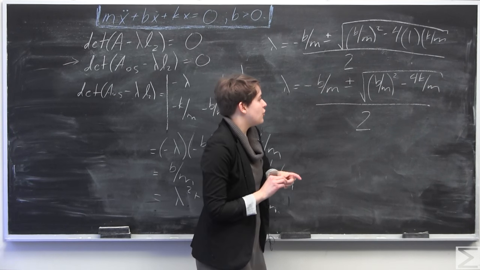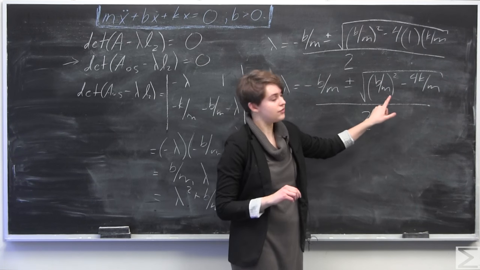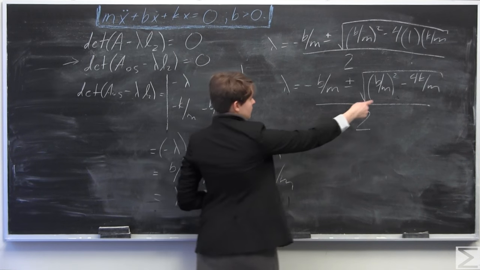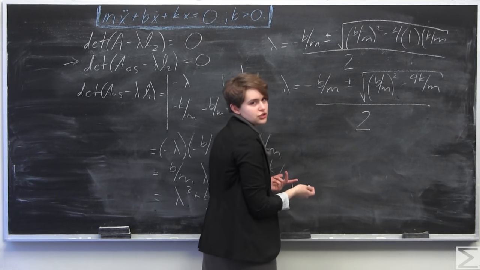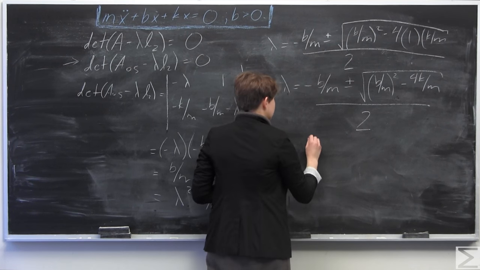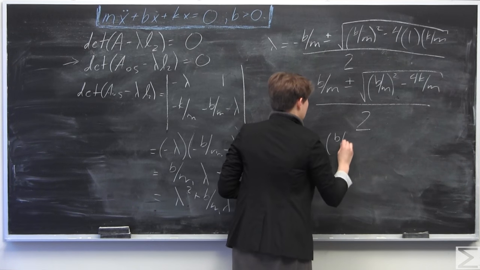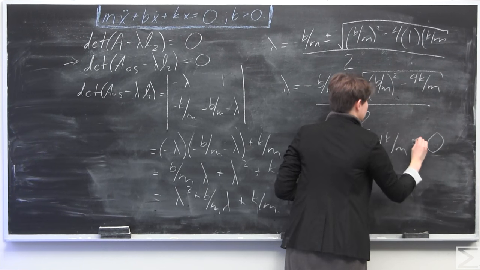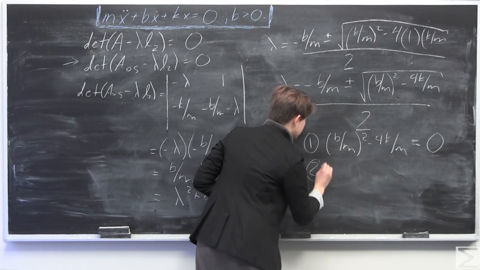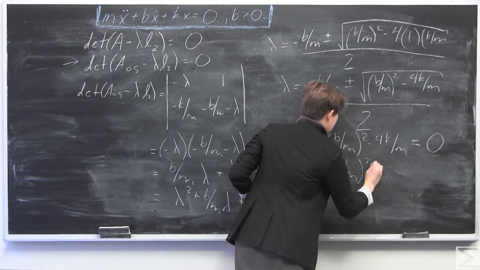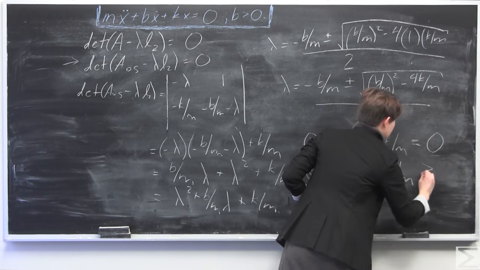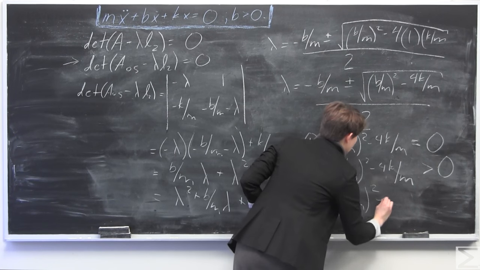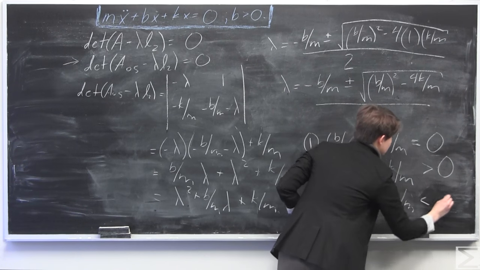As we see here, we're going to have three possible cases for what our eigenvalues are going to be. The essential part of this expression is the value under the radical. There are three possible ways this could play out in relation to the variables. The first case is where quantity b over m squared minus 4k over m is equal to 0. The second case is where it is greater than 0. And the last case is where it is less than 0.